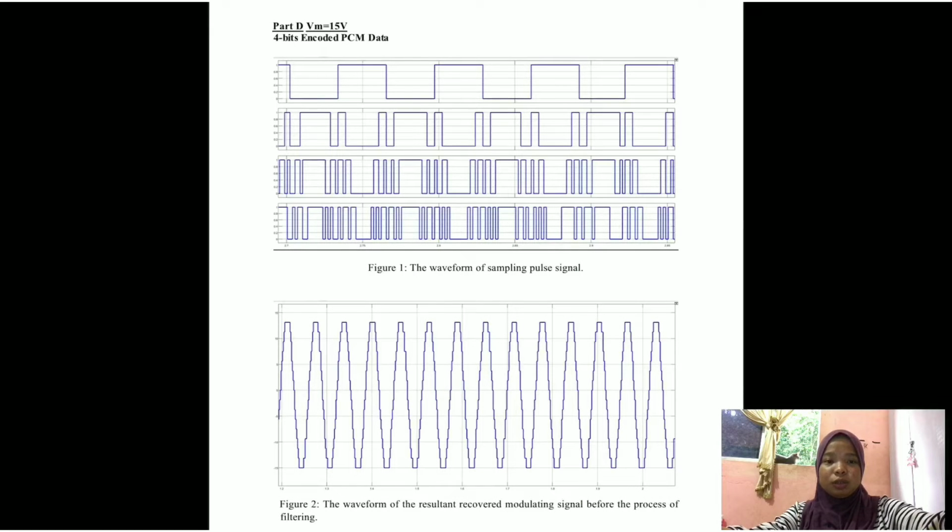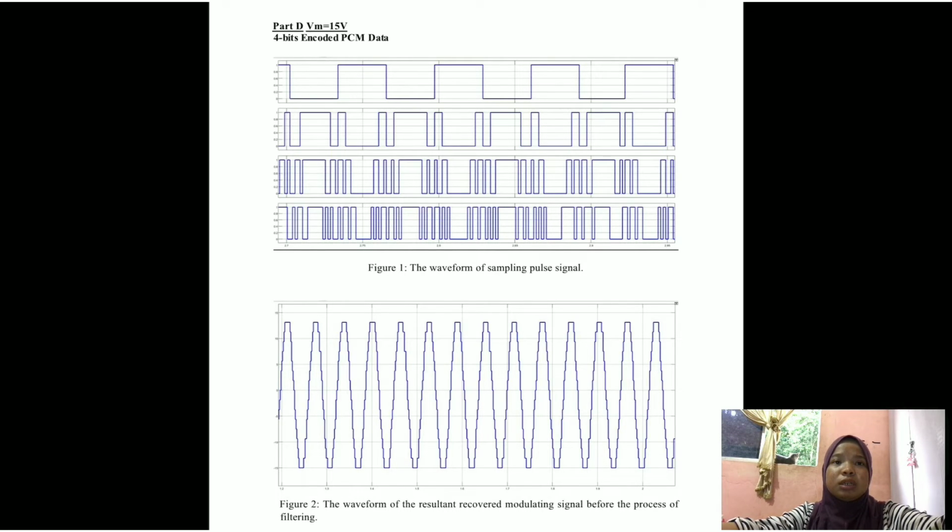Assalamualaikum. My name is Bev30103 Bbl2 G1 and my metric number is AE190076. So now I will discuss part D of PBL2. What happened to the resultant recovered modulating signal if the amplitude changed to 15 volt and 0.5 volt?